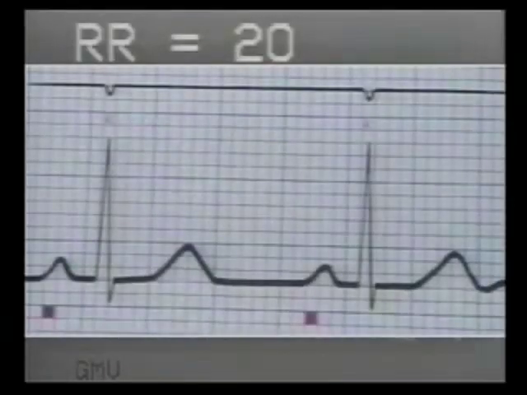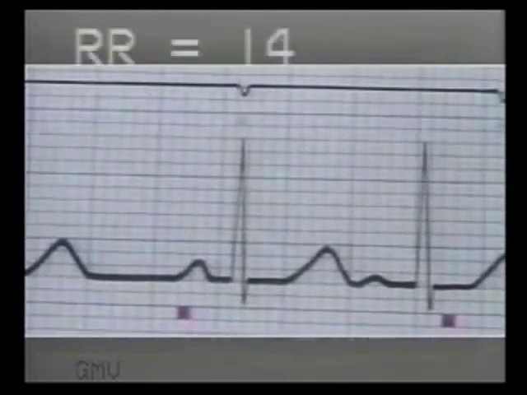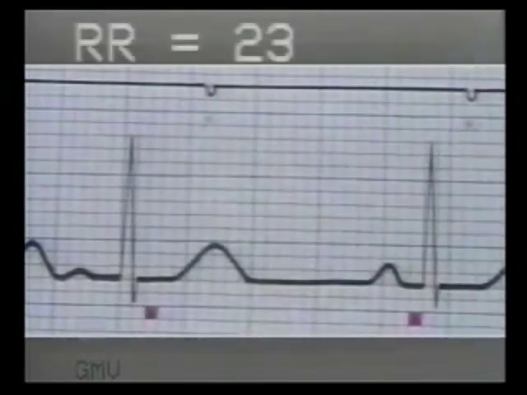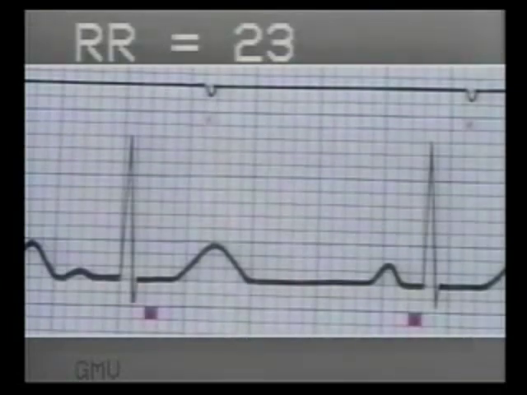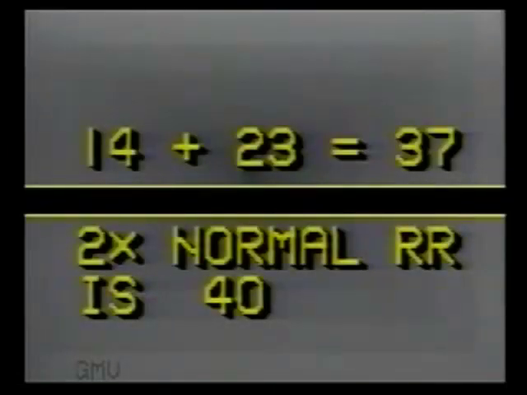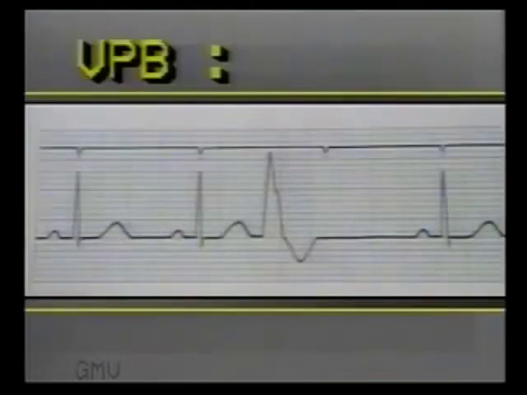To study the compensatory pause, count each RR interval. The first normal RR interval is 20 small squares. The RR interval of the premature beat is 14 small squares. And the RR interval of the compensatory pause is 23 small squares. The two added together, 14 plus 23, is 37 small squares, whereas it should have been exactly 2 times the normal RR interval of 20 small squares, that is 40 small squares. So this is an incomplete compensatory pause.